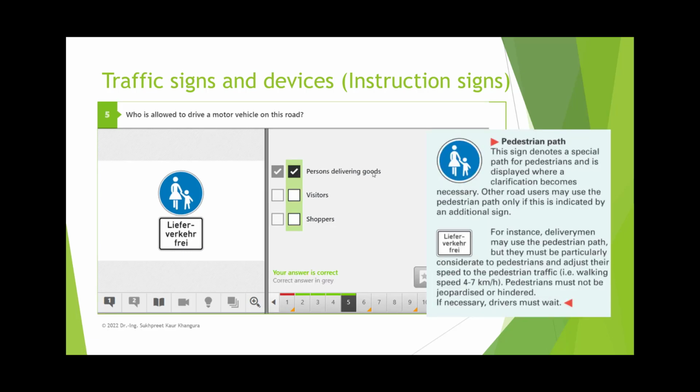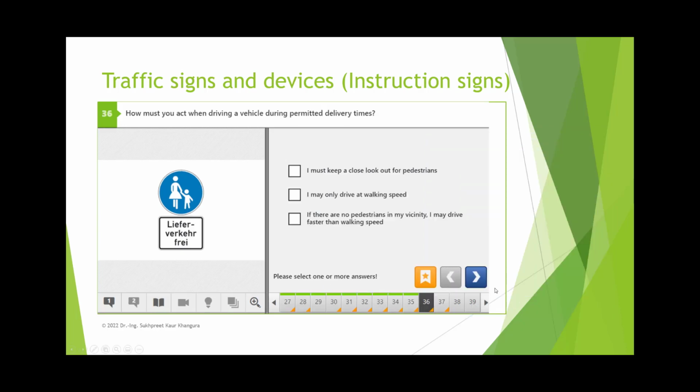Let's look at the answers. So we have seen this symbol, it's a pedestrian path, and this is an additional symbol, Lieferverkehr frei. An important thing to remember over here is, the delivery persons can also use this pedestrian path, but they have to adjust their speed according to the pedestrian traffic. Use this path with a maximum speed of 4 to 7 km per hour, which is the walking speed. Let's move towards the next question.